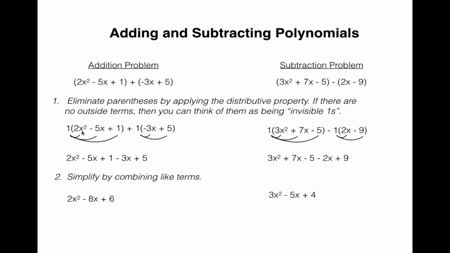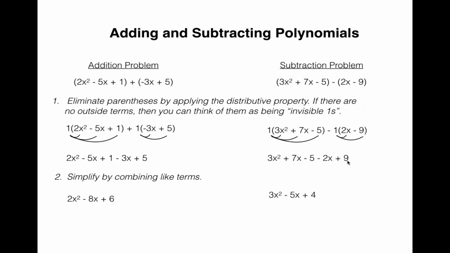We'd still be left with 2x squared minus 5x plus 1, and then negative 3x and positive 5. But in the subtraction problem, the first polynomial would stay the same, 3x squared plus 7x minus 5. And then the negative one would distribute, and all of the signs in the second expression would flip. So that would be negative 2x and positive 9.